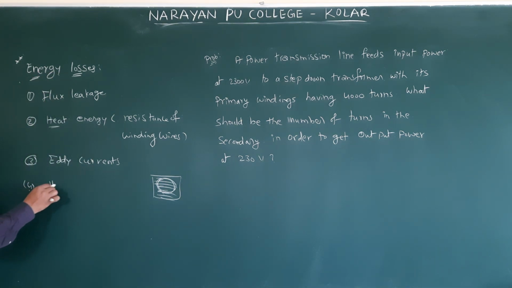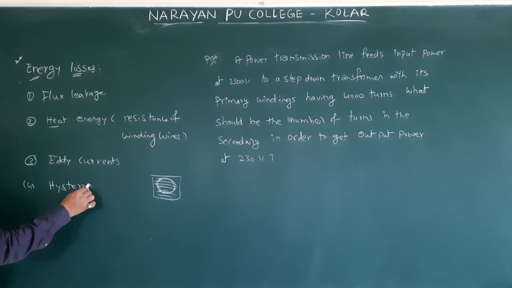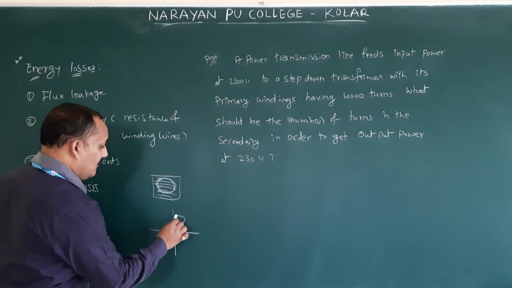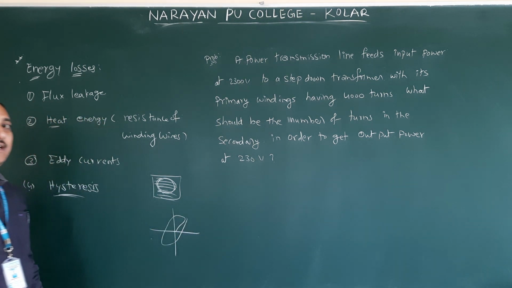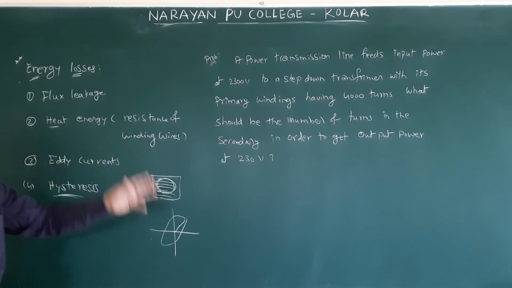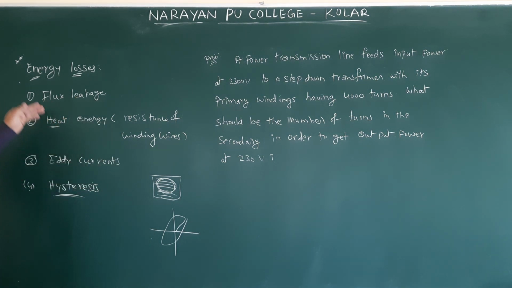Last one, magnetic hysteresis. Sir explained one graph like this, isn't it? Do you remember? Magnetic hysteresis is the lag behind the applied magnetic field and the original magnetic field. So B and H, they gave one graph like this, where coercivity and intensity we defined. This magnetic hysteresis is going to happen in the transformer. All these are energy losses of transformer.